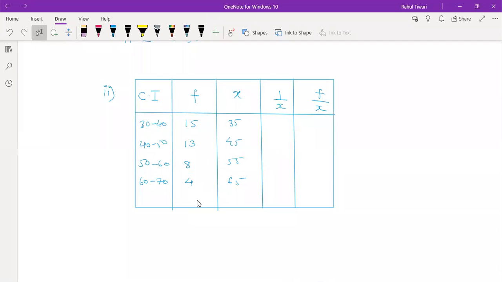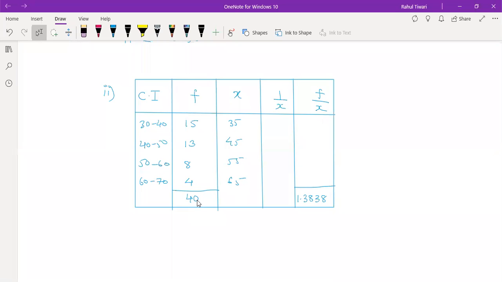What is the total? Can anyone tell me the total of this? What could be the total? Yes. Total of this is I think 40, right? Yes, sir, 40. What about the f upon x? 1.3838. 1.3838. Everybody getting this answer, 1.3838?